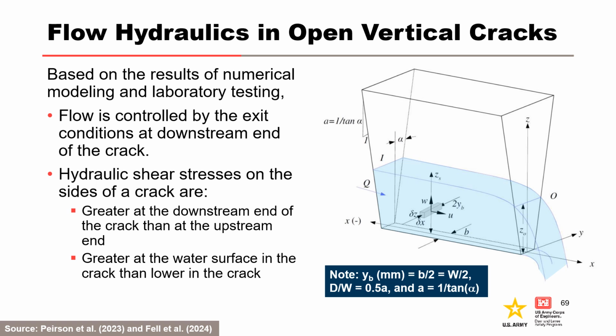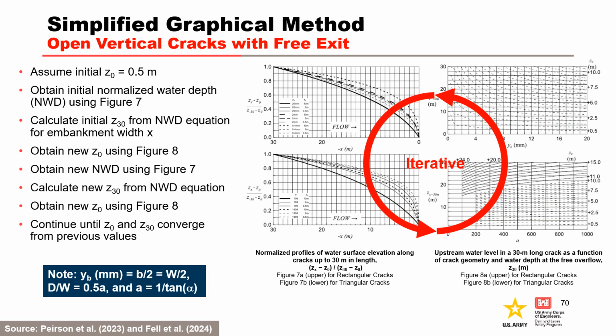In this figure, Z30 is the water level at the upstream end of the crack for a 30-meter reference crack length, and Z0 is the water depth at the downstream end of the crack. The crack width, depth, and side slope in the figure are summarized in the blue text box. A numerical model was used to develop charts to estimate the peak hydraulic wall stresses based on representative embankment crack geometries. The top charts are for vertical rectangular cracks, and the bottom charts are for vertical triangular cracks.